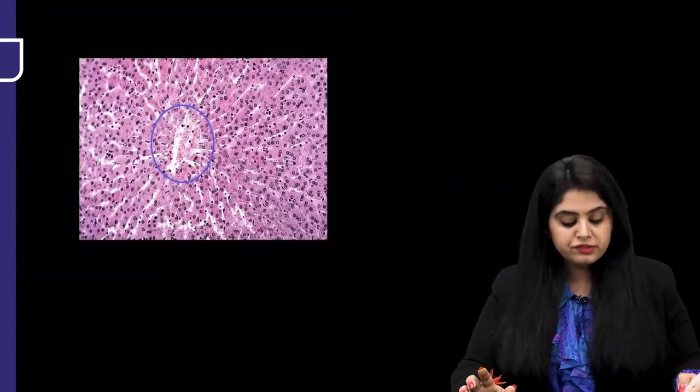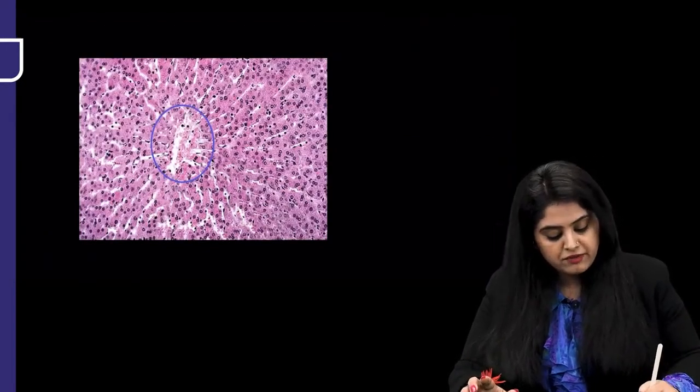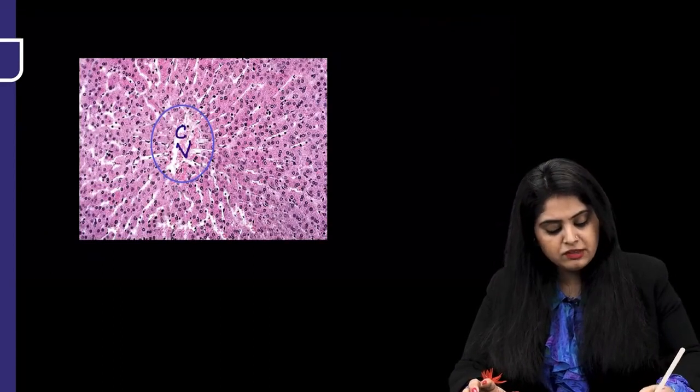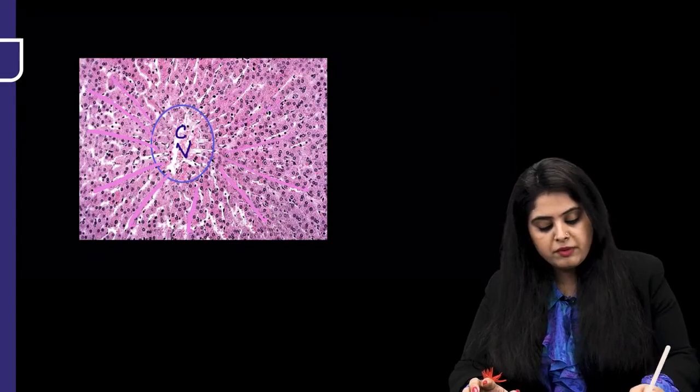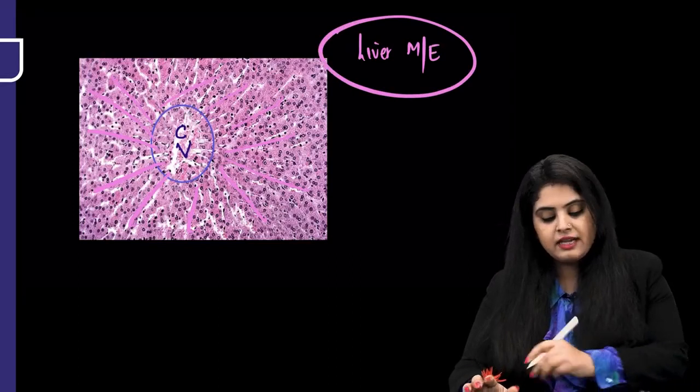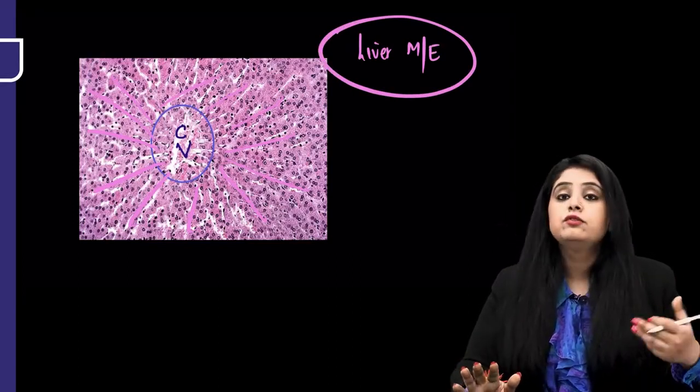This is what the picture looks like. See, you have the central vein over here. And can you all see how these cords of hepatocytes are going out? These are all the cords of hepatocytes. This is how the liver microscopic examination looks like. Anatomy is done. Now let me ask you physiology.